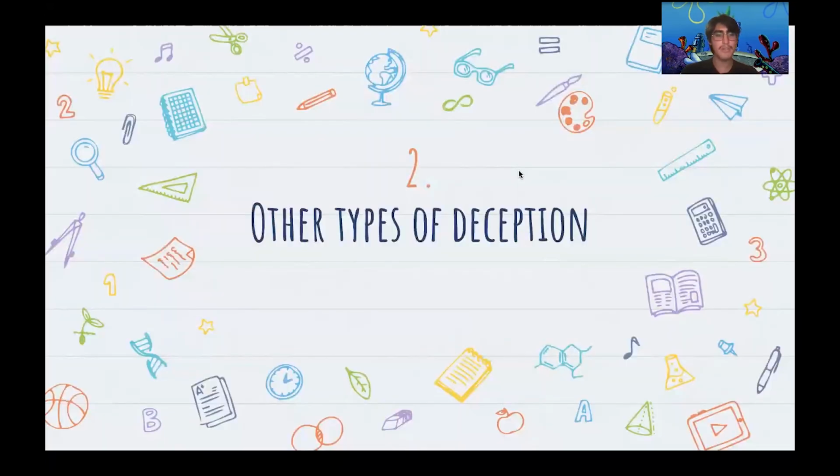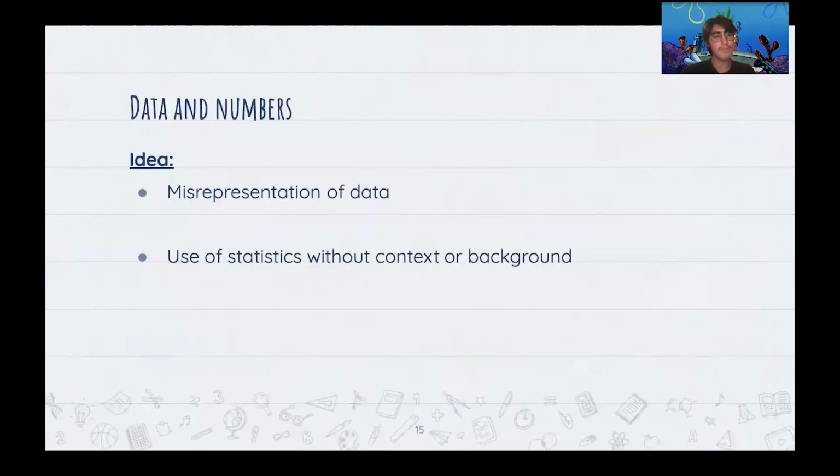So if we continue now to other types of deceptions that are not a fallacy in and of themselves, we can look at, for example, data and numbers. Sometimes people will represent or misrepresent a set of data in graphs or in numbers in order to use a deceptive form of argument. Some people may use statistics without context or background, which gives just numbers, right? Numbers are very powerful when they're correctly used, but when they're misused, they're also very powerful in leading people to the wrong ideas or the wrong conclusions.